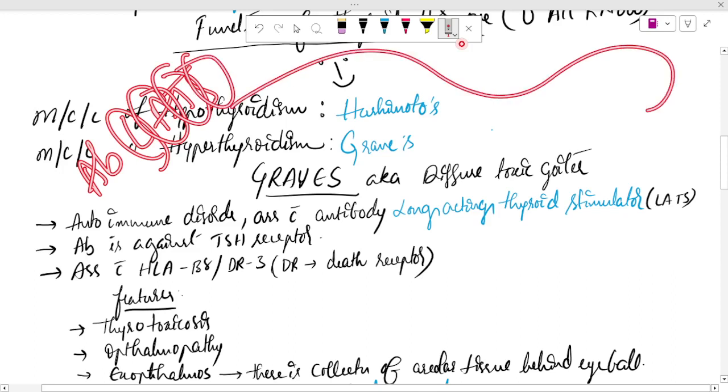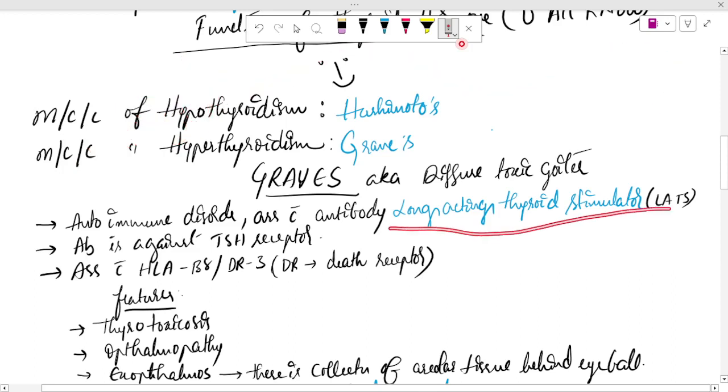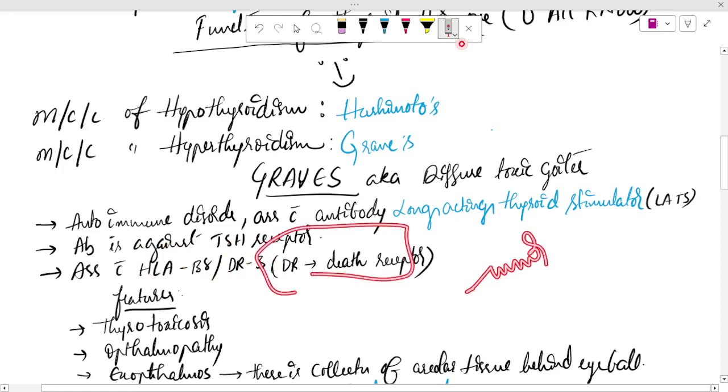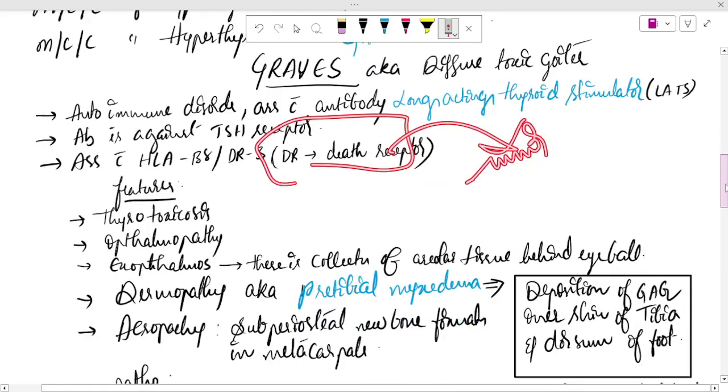Now this is all the mechanism. This long acting thyroid stimulator acts on the TSH receptor, and the TSH receptor further increases release of T3 and T4. Now, Graves is also associated with HLA-B8 and DR3. HLA, human leukocyte antigen B8, as well as DR3. DR3 significantly appears in the tumor origins.